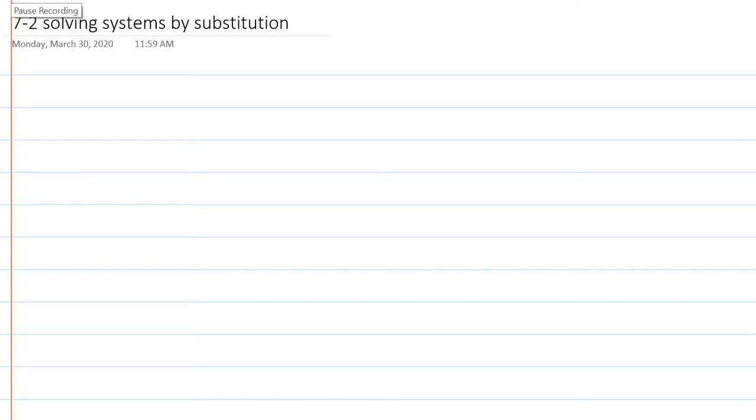Hello. Today we are talking about solving systems using substitution. So we're still talking about systems of linear equations. And in order to solve a system of linear equations, there are three different ways. You can graph it, you can use substitution, or you can use elimination. So today we're talking about substitution.